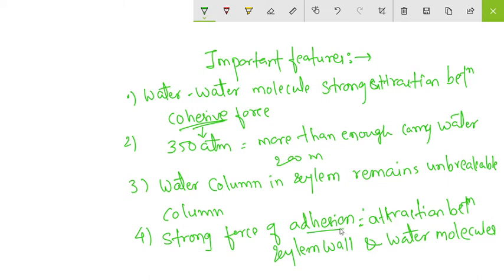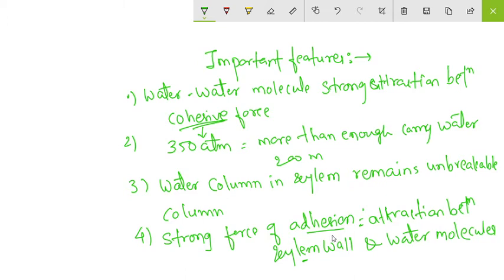This strong adhesive force, like the cohesive force, also plays a most important role in conduction of the water. Due to this adhesive force, the water remains held in the capillaries of the xylem, or we can say in the lumen of the xylem. Lumen means the cavities of the xylem. In those cavities, the water remains as an unbreakable column, and the water is held in that wall, in the xylem wall. So it is due to the adhesive force.